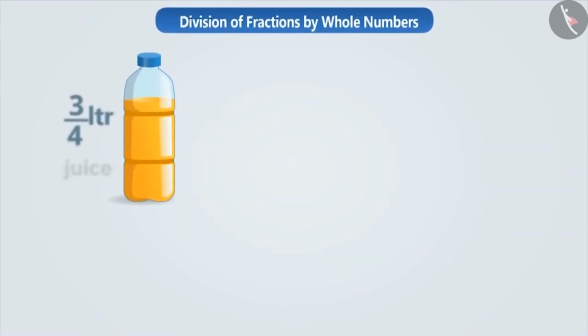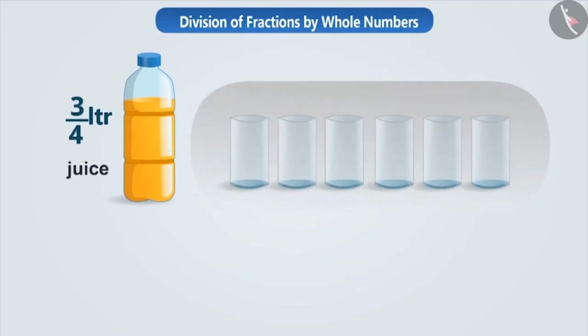Suppose this bottle contains 3/4 liter juice. If it has to be divided equally among 6 children, then how much juice will each child get? To find this, we have to divide 3 by 4 by 6. Here, we are dividing a fraction by a whole number. Let's find the result.